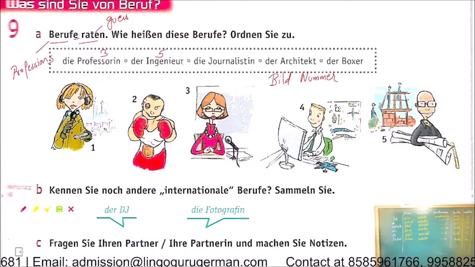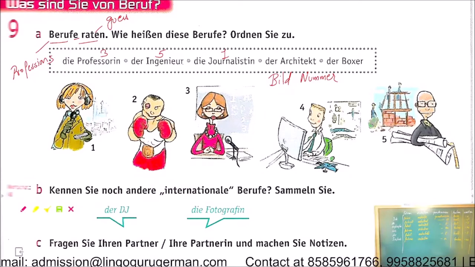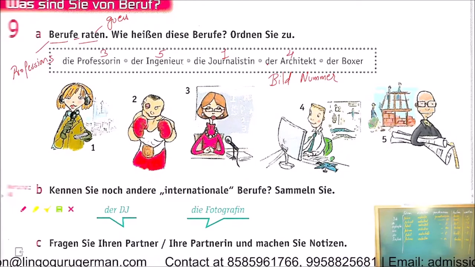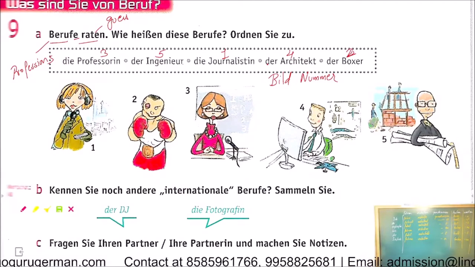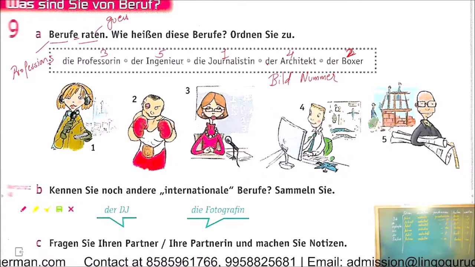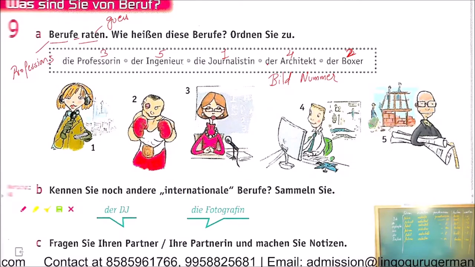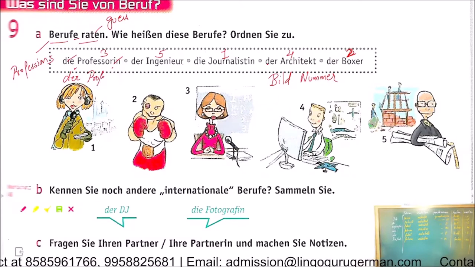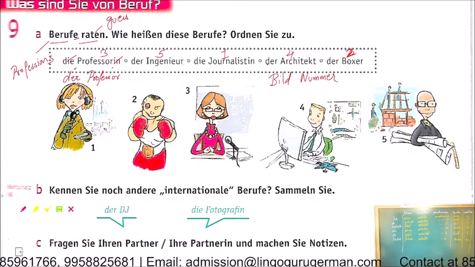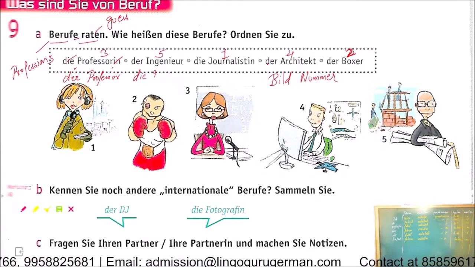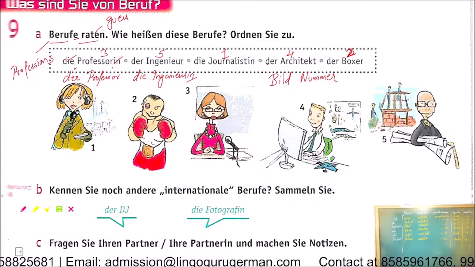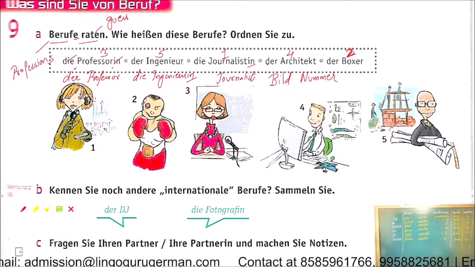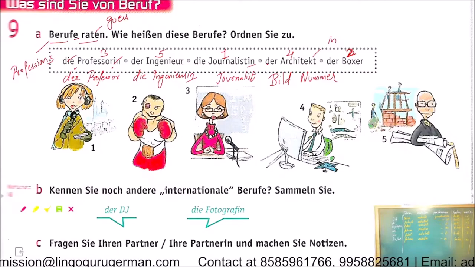Okay. Die Journalistin. Bild Nummer eins. Der Architekt. Bild Nummer vier. Der Boxer. Bild Nummer zwei. Okay. These are the masculine or feminine versions mixed. What could be the male version of Professorin? Just remove in and replace it with Der. Der Professor. Der Ingenieur, the female profession is die Ingenieurin. Journalistin, Journalist. Architekt, Architektin. Boxer, Boxerin.